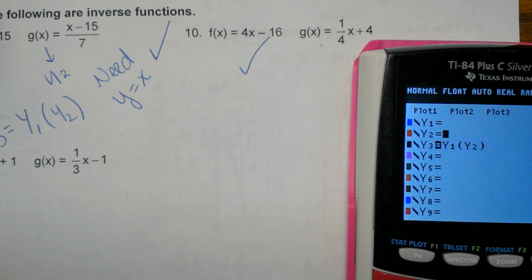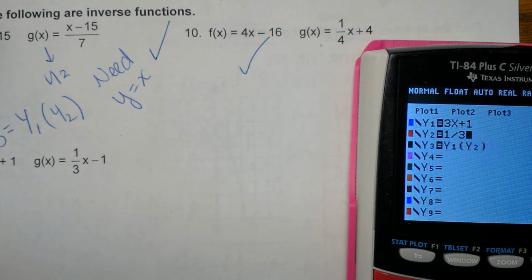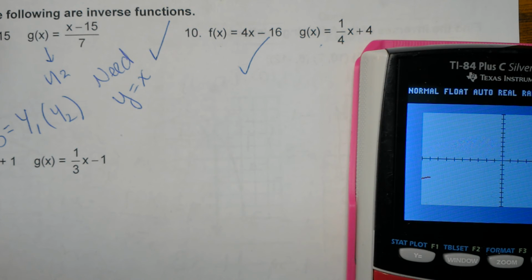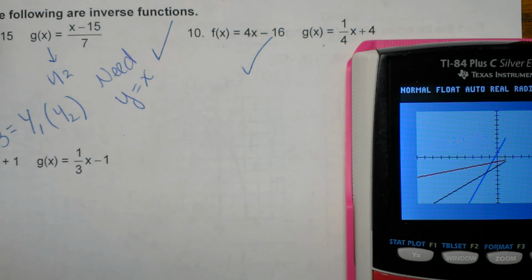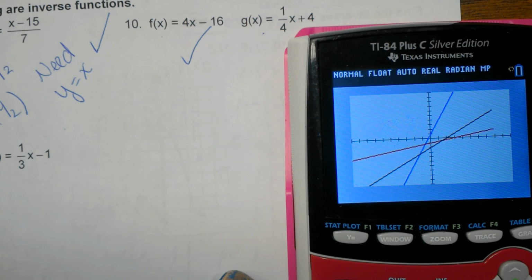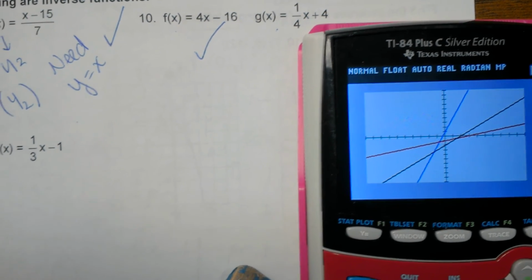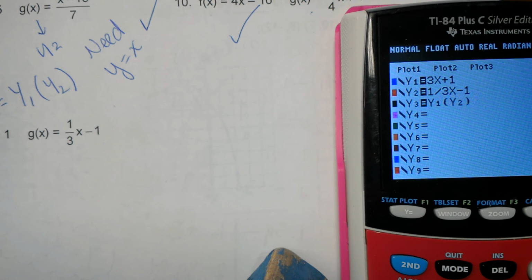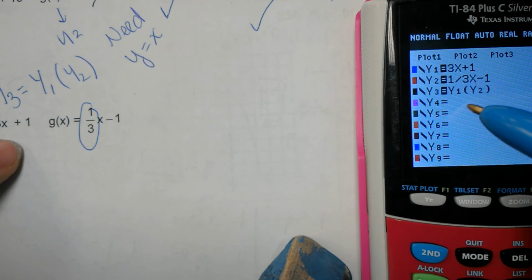So the last one, 3x plus 1 and 1/3 x minus 1. I'll just graph them all. I have in my settings where they graph simultaneously. I think I typed in something wrong. Nope. The 1/3 shouldn't be there.